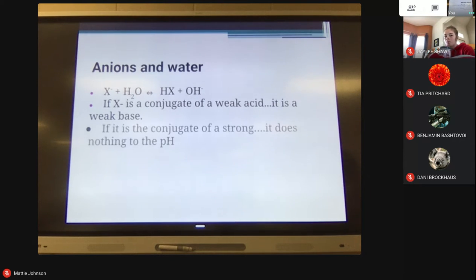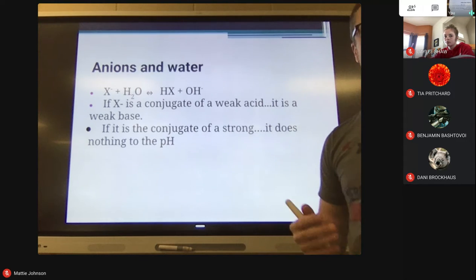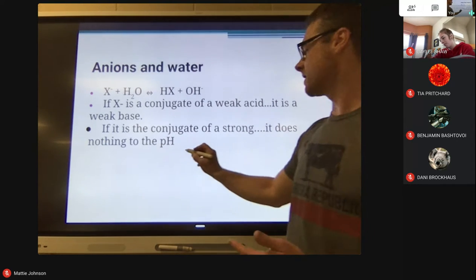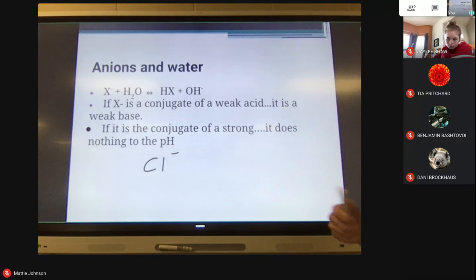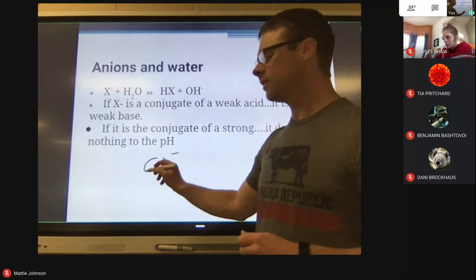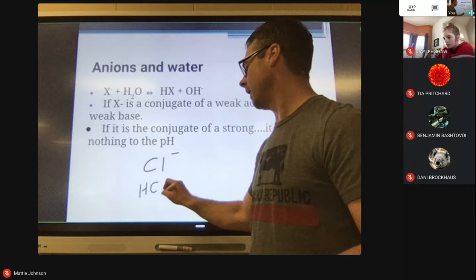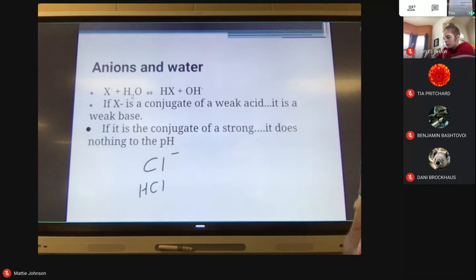Okay? Here's another key rule. If it is the conjugate of a strong acid, it does nothing to the pH. So if it's not on that chart, it's not going to influence the pH. I'm not going to go into too much detail on why this doesn't happen, but basically, let's say we had Cl-, okay? Now, you might think, all right, that's going to be a base. But if you look, you would not find HCl anywhere. And the reason you wouldn't find HCl is because it's not a weak acid. It's not on that chart.